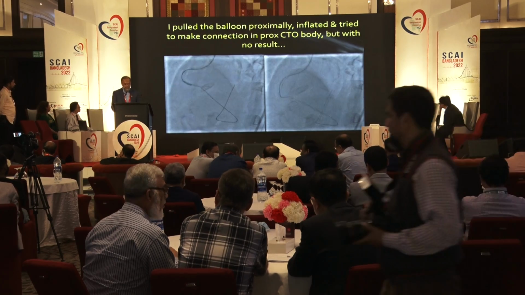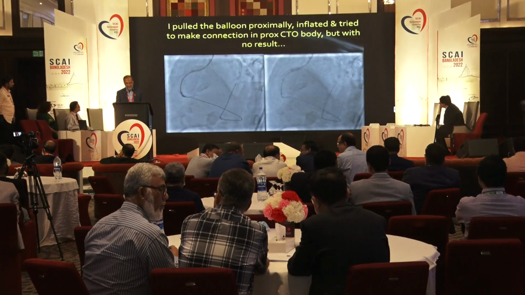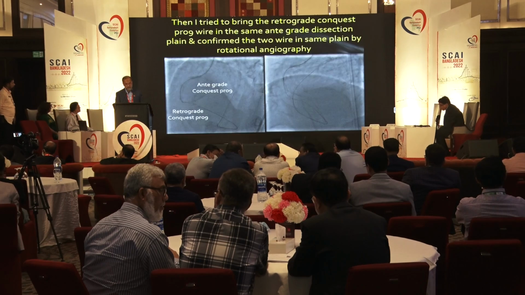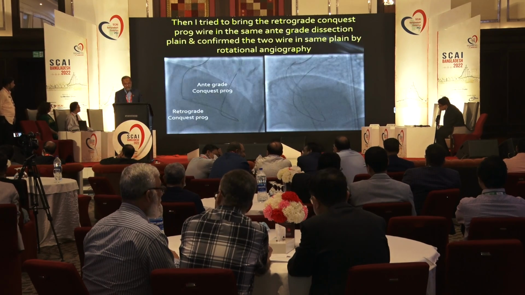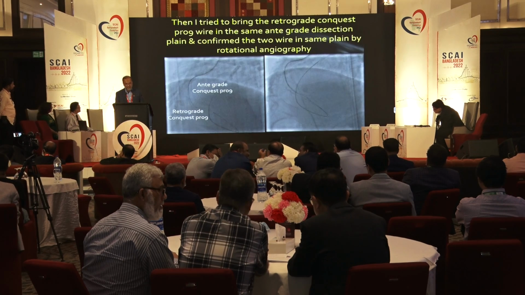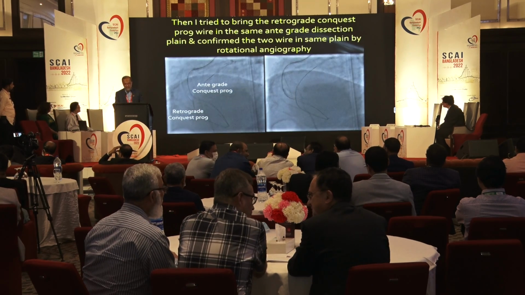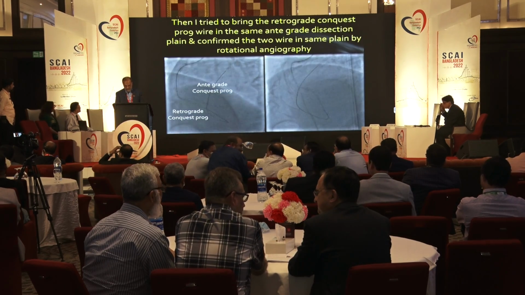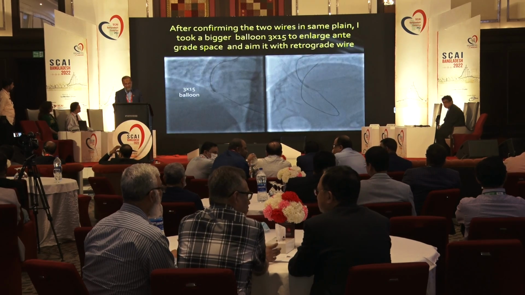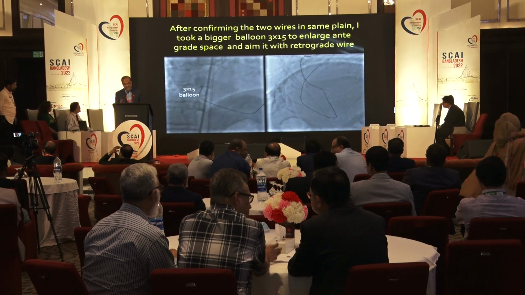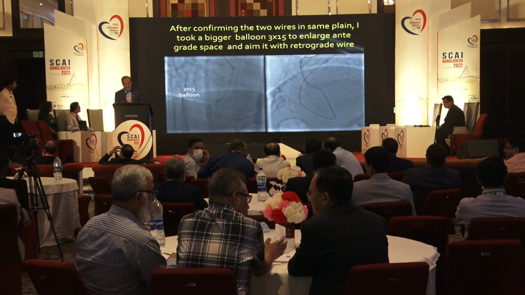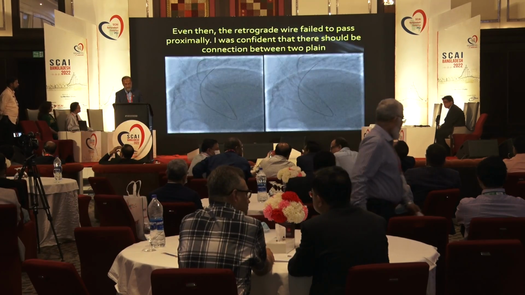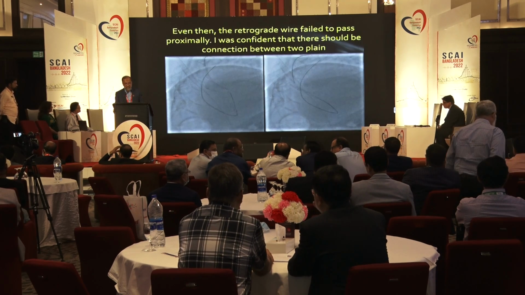So I pulled the balloon proximally, inflated it, and tried to make a connection in the proximal CTO body, but with no result. Then I tried to bring the retrograde Confianza Pro 9 wire into the same antegrade dissection plane and confirmed the two wires were in the same plane by rotational angiography. After confirming, I took a bigger balloon, 3.5, to enlarge the antegrade space and aim it with the retrograde wire. Even then, the retrograde wire failed to pass proximally.